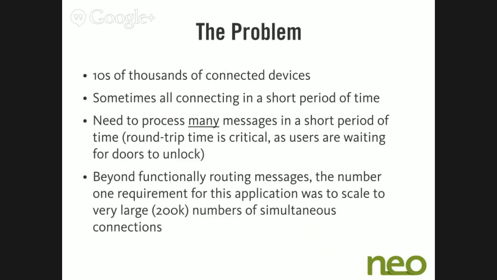There's a pretty hard requirement to process messages quickly. So if somebody pushes a button on their iPhone that says unlock my front door, that has to happen pretty quickly. You can't wait for 5 minutes for it to show up at the other end. And again, other than functionally routing the messages, we were talking about the belief and the manufacturing power to have 200,000 just thermostats in the next year. So that was kind of the problem that we were looking at, going from maybe 10,000, 15,000 connected devices into the hundreds of thousands.